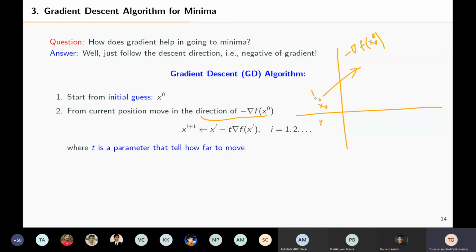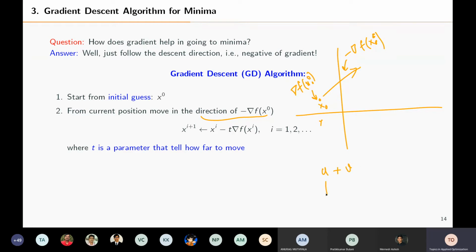Okay, so here you computed the gradient of f of x naught because you are right now at x naught, and the negative of the gradient tells you the direction for minima. Let us say this is the direction it's pointing to, so you go in that direction. How far you go is another question again. So someone tells you are at position u, and then someone tells you go in the direction of v, then that means u plus v. That's what vector calculus tells you, right?